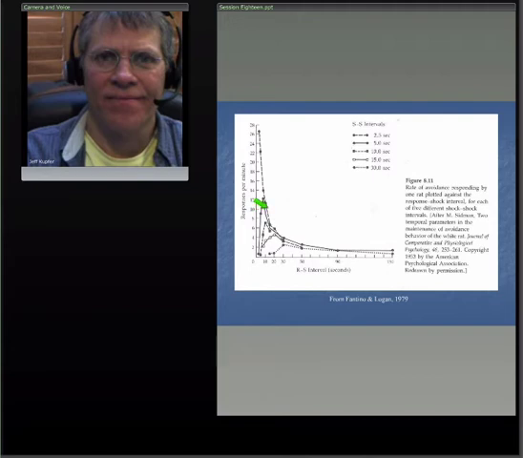And the same thing holds true here with the rat. When the RS interval is at 150 seconds, the rate of responding is very low. But as we start shortening that RS interval, it gets higher and higher until you reach a point at which the RS interval is almost identical to the shock-shock interval.